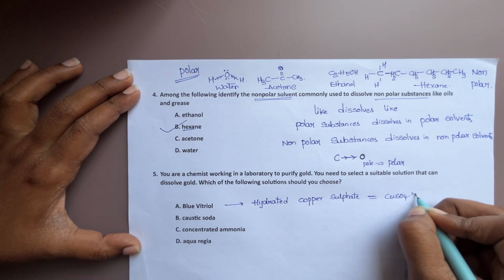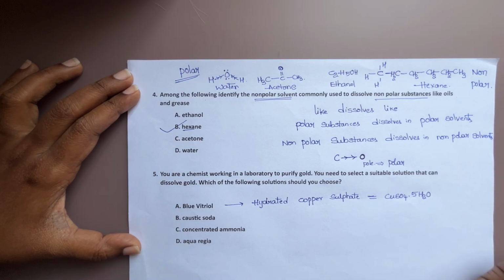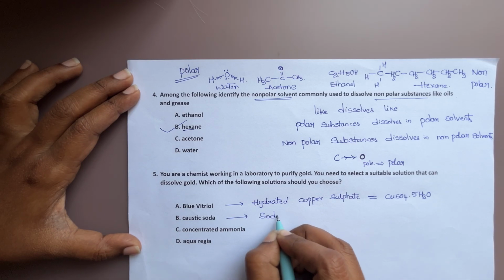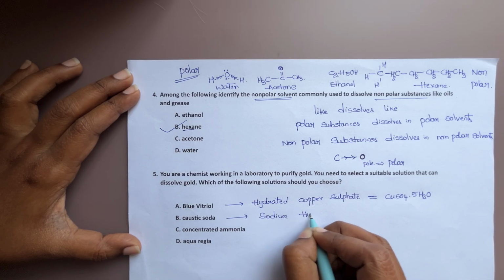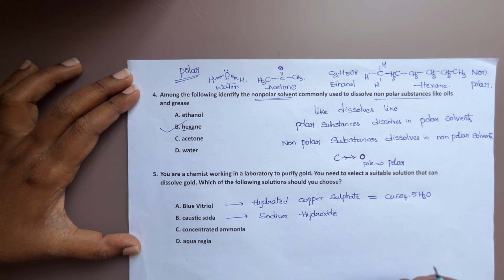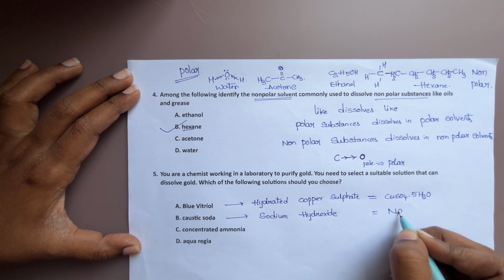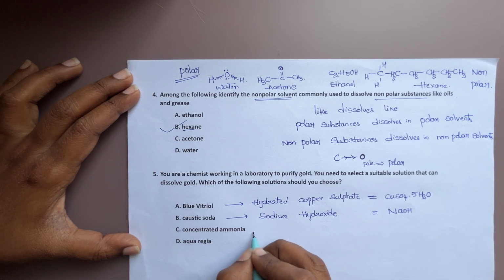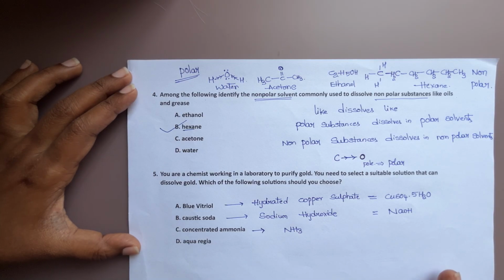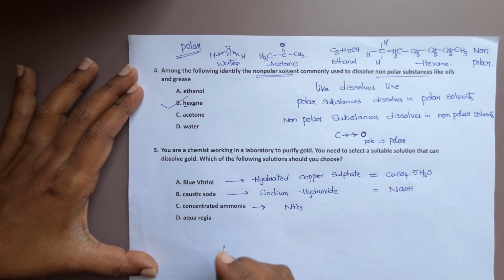What is the formula of blue vitriol is also very important. CuSO4·5H2O. And then caustic soda. Caustic soda is nothing but sodium hydroxide. Formula is NaOH. Concentrated ammonia. This is nothing but NH3. Ammonia formula is NH3.